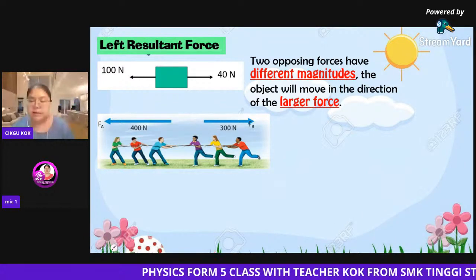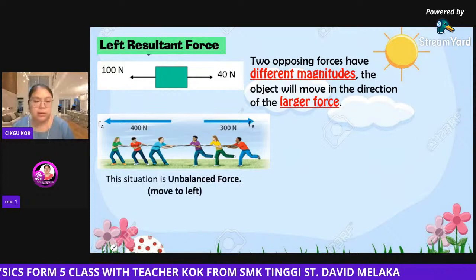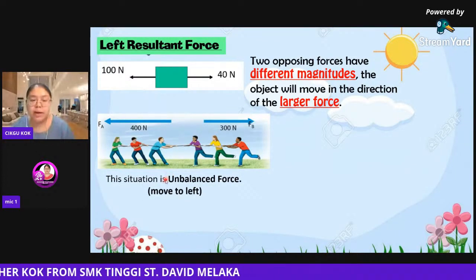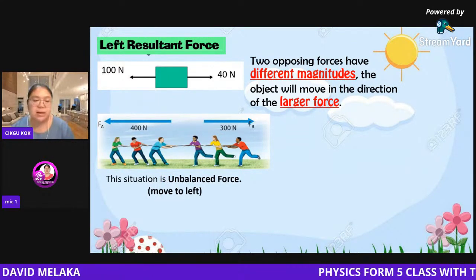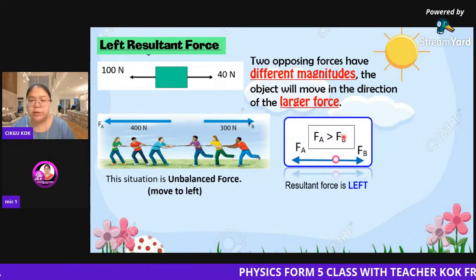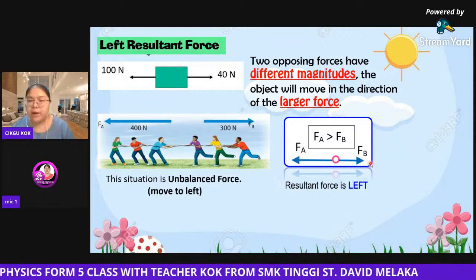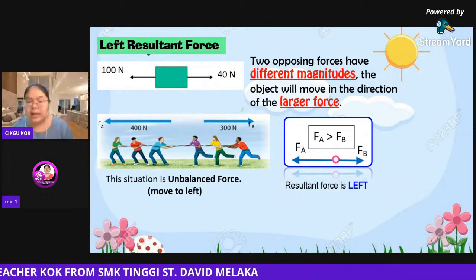Okay, so from here we're going to see the following. The situation now is called an unbalanced force. You can also say there is a resultant force. Where does it go? It goes to the left-hand side. When you write the equation, FA is more than FB. When we draw the arrows, FA is longer than FB, and then we understand the resultant force is to the left.